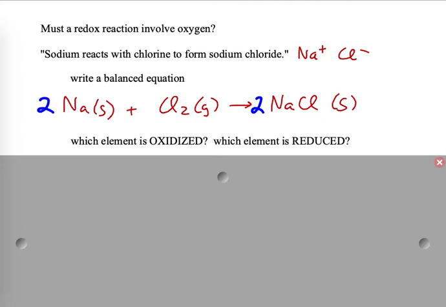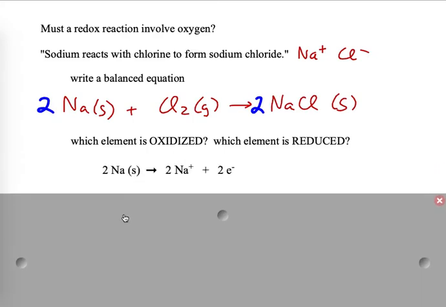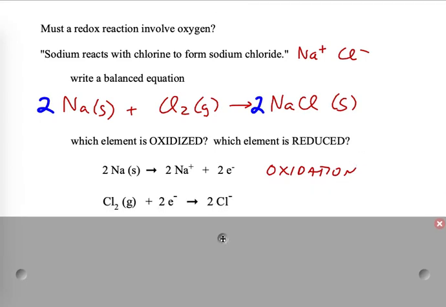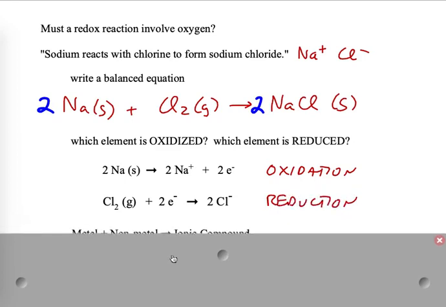Which element in this reaction is being oxidized and which is being reduced? Well, is an element in this reaction losing electrons and therefore being oxidized? And is there an element in this reaction gaining electrons and therefore being reduced? Well, yes, there is. The sodium atoms are losing electrons to form sodium cations. This represents an oxidation. The chlorine molecules are gaining electrons to form chloride anions. This, therefore, is a reduction.